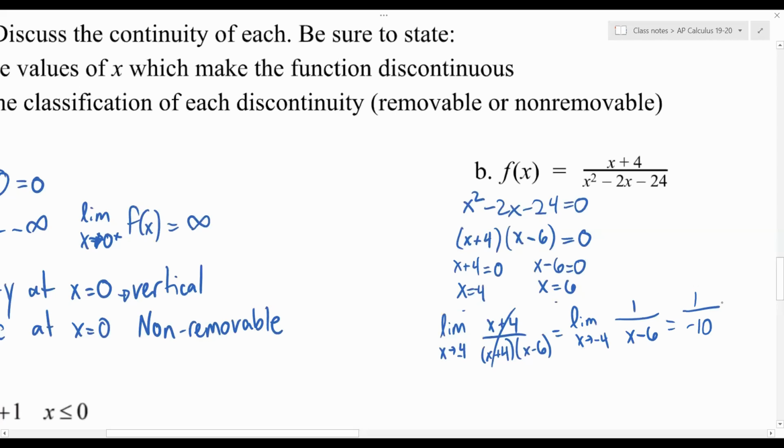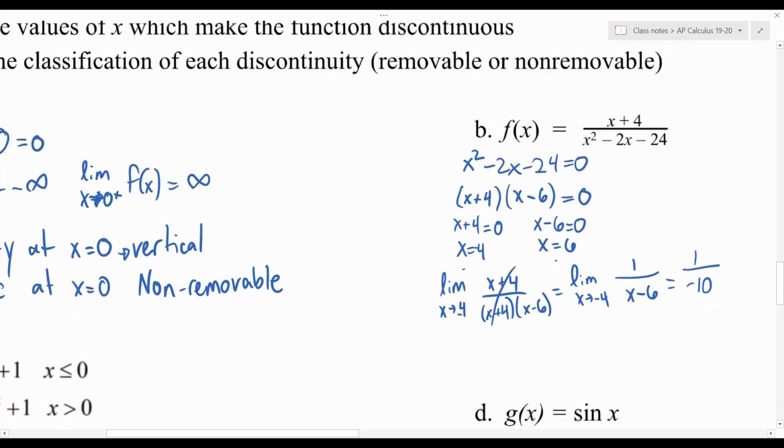So if we get a number here, we still have a discontinuity. However, we know that it's not an asymptote because it's not infinity. So that means we have a hole, or a removable discontinuity, at, well, here we can even put our point, negative 4, 1 over negative 10.